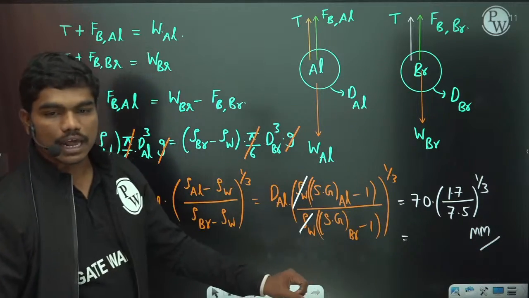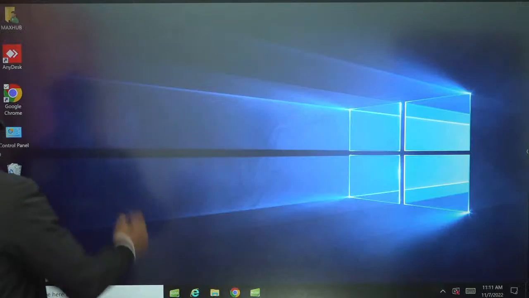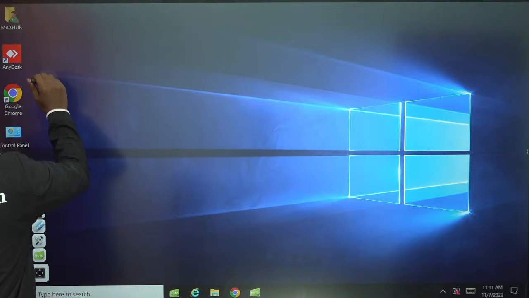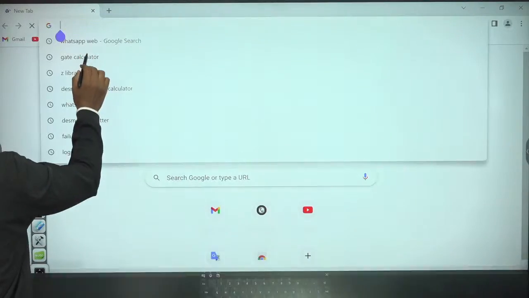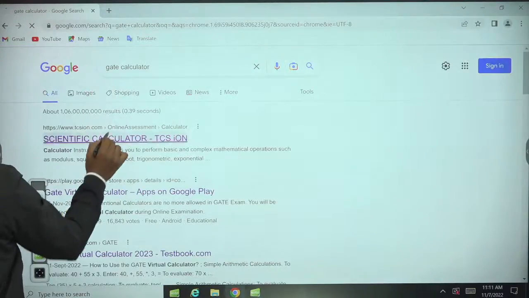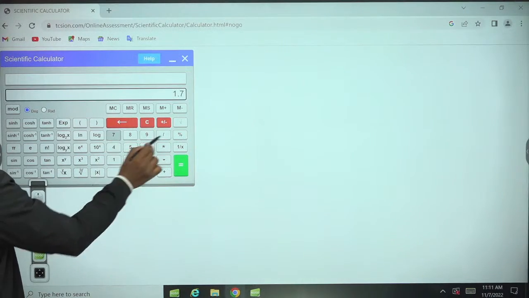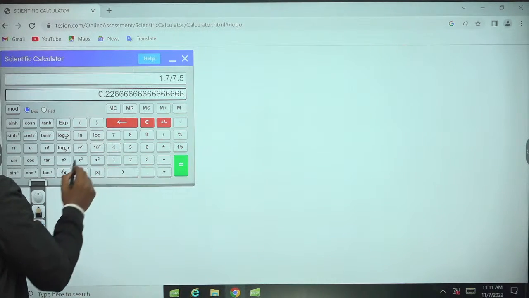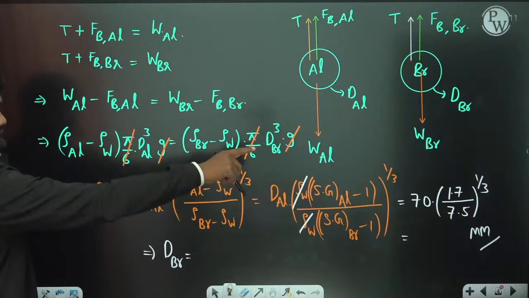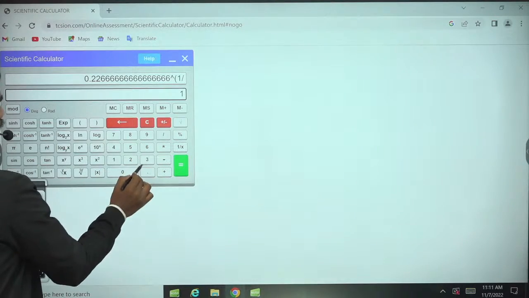So let us quickly take the calculator and punch some keys to get the answer. Let us open a virtual calculator. Okay, so open the GATE calculator. We have this. So 1.7 by 7.5, this value whole to the power 1 by 3, so 1 divided by 3.